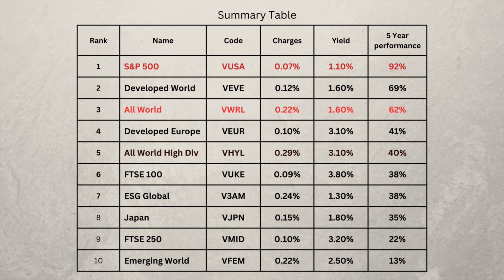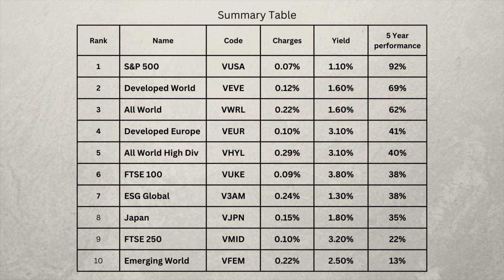If we compare VWRL with the high dividend version VHYL, it's interesting to note that although VWRL pays a lower dividend, it has performed more than 20% better over the last 5 years. Now remember, historical performance is not a guarantee of future performance, but the results are still quite interesting.